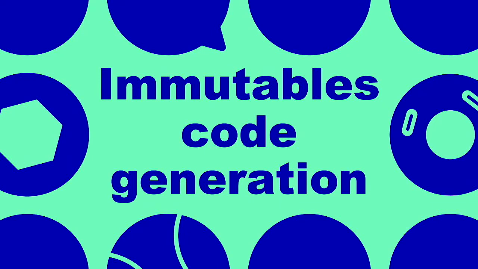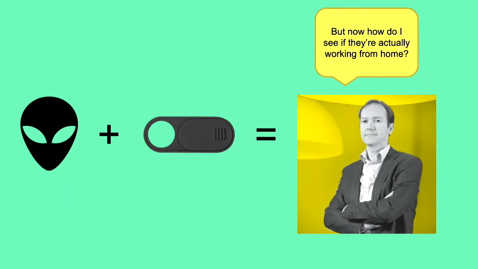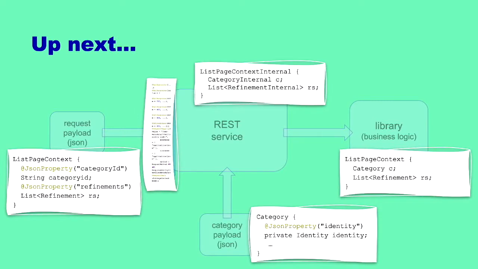Yes, thank you, Dennis. So now I will be talking about how we generated our immutable objects using the Immutables framework. Before I start, I want to address the real reason why we weren't allowed to use webcam covers, or so I think. I think it's because now Yuri can't see if people are actually working from home. But Nick will tell you more about this later.